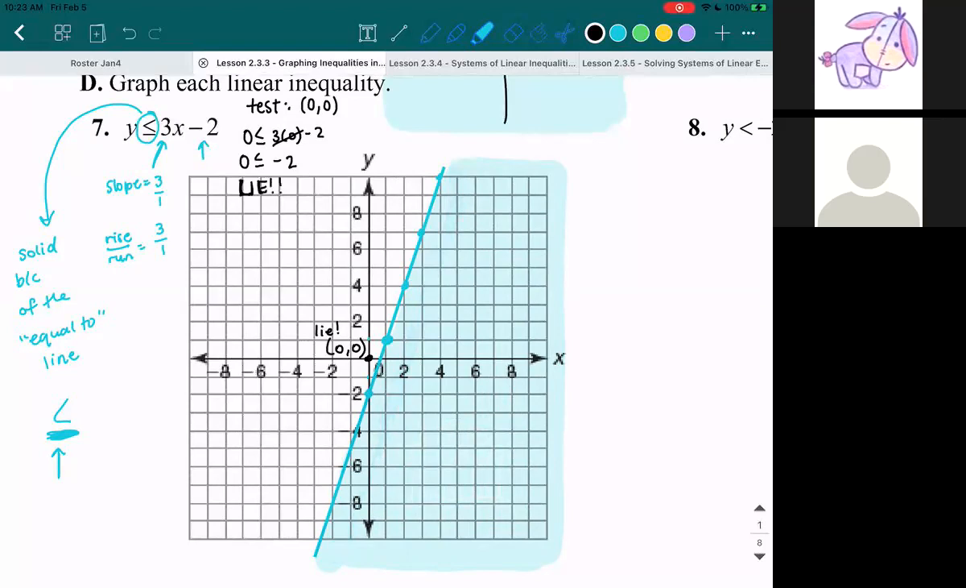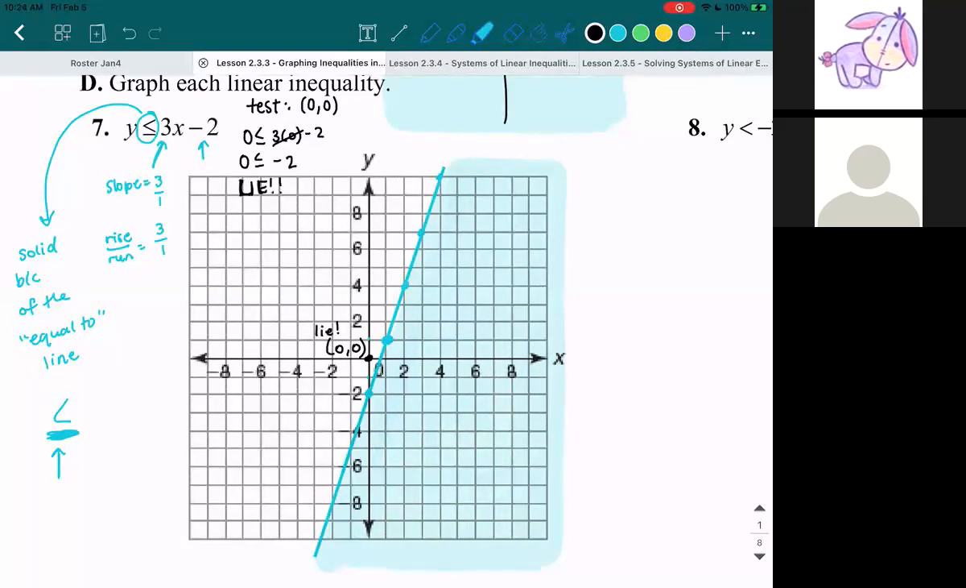Okay, so that's why I'm shading to the right or underneath it, whatever you want to call it. I'm shading on the side that the 0, 0 is not at because 0, 0 lied to us and you want to stay away from liars. So that was number 7. Hopefully that was a little bit more clear since we've done like 2 other graphing examples by now.